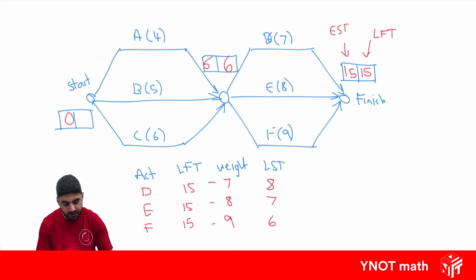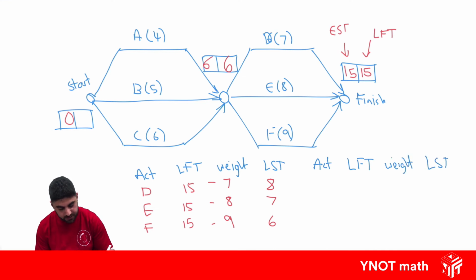And now we just have to repeat the process for the ones before it. So we're going to look at our activities, our latest finishing time, our weights, and then we're going to get our latest starting times. This is for activities A, B, and C this time. Their latest finishing time we now know is 6 for all of them because they all join to that vertex. The weights of them are 4, 5, and 6. Subtract them all to get the latest starting time. So it'll be 2, 1, and 0.